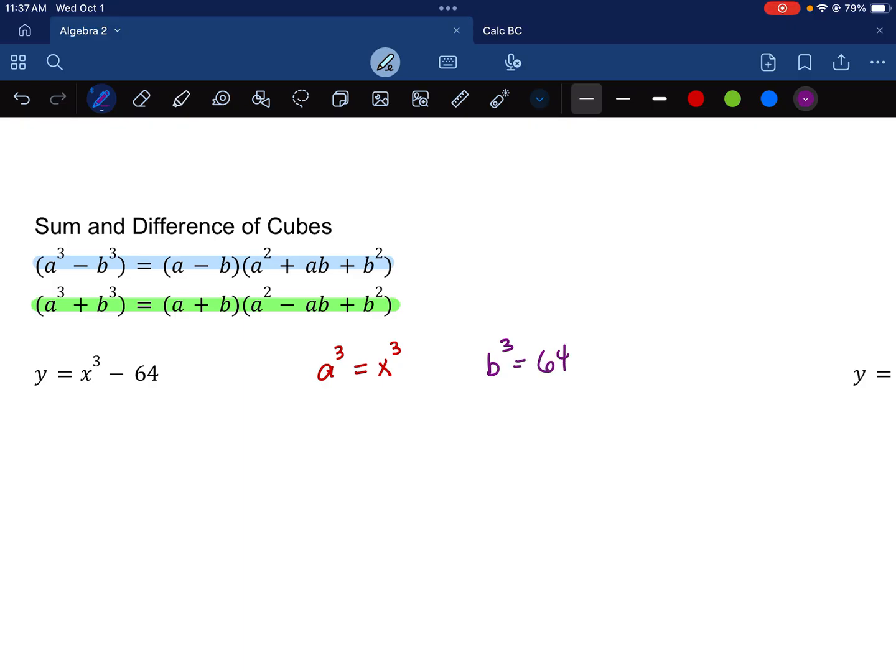So if a square root gets rid of a power of 2, then we know a cube root gets rid of a power of 3. So we're going to cube root both sides. All right. So we know a cube root and a power of 3 cancel each other out. So a cubed, when I cube root it, is a. X cubed when I cube root it is x. B cubed when I cube root it is b. And then the cube root of 64, that's actually just a 4.